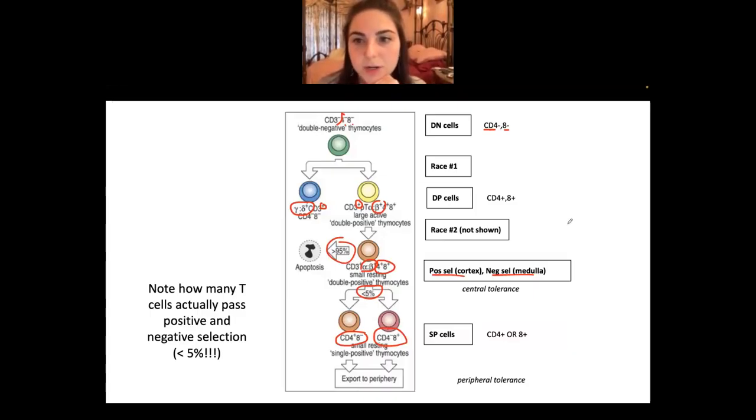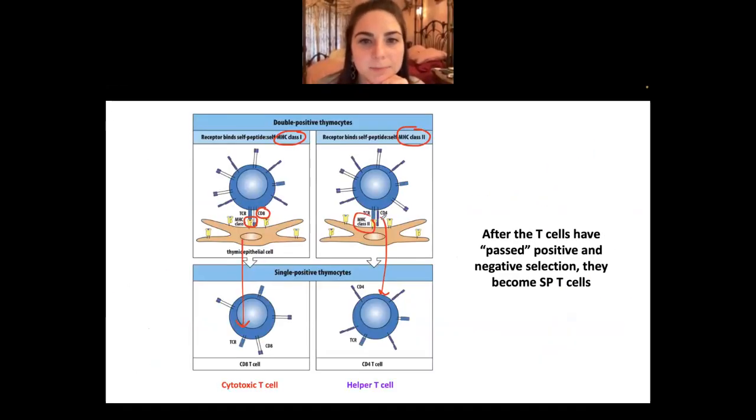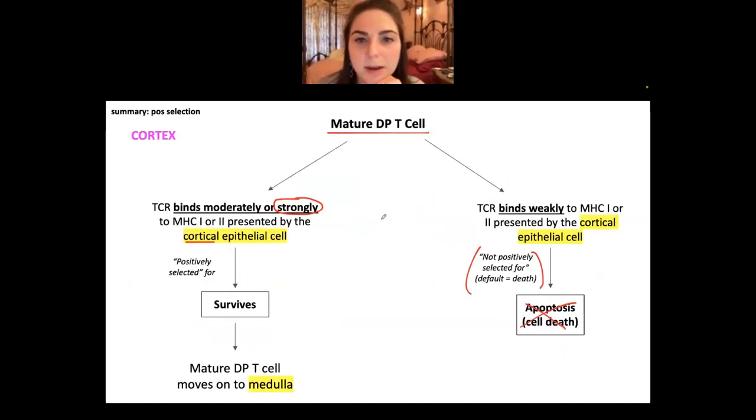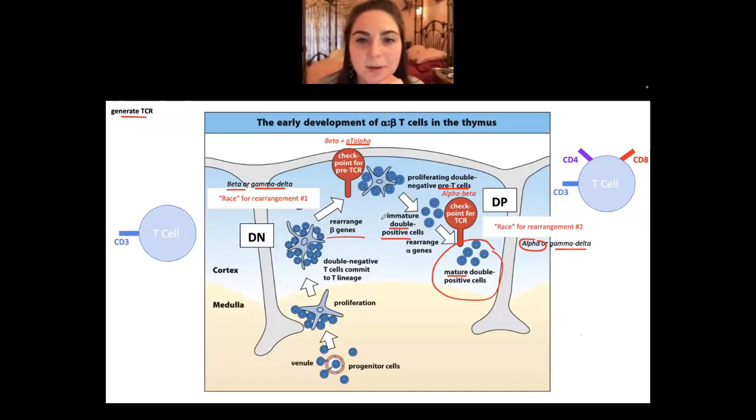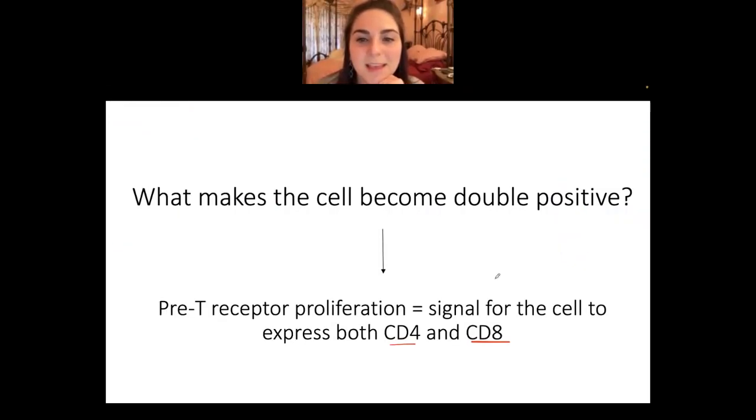What exactly triggers its change to double positive? I'm not exactly sure, but I know it's when the surrogate chain, the pre-T like alpha chain, is added to the beta chain. The beta chain has the surrogate alpha chain added to it.